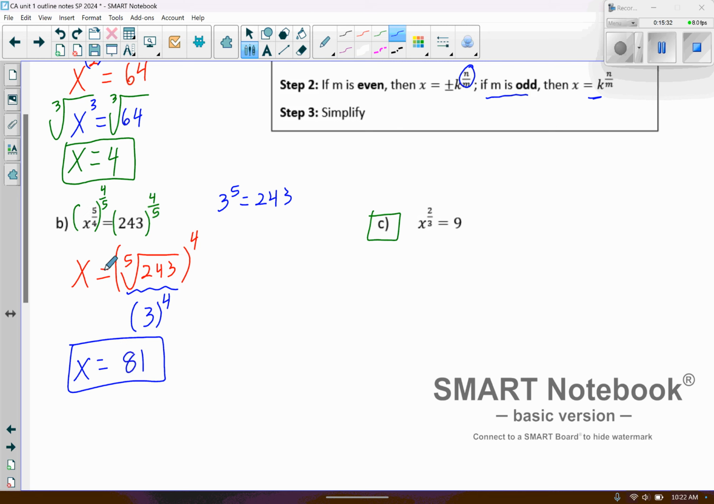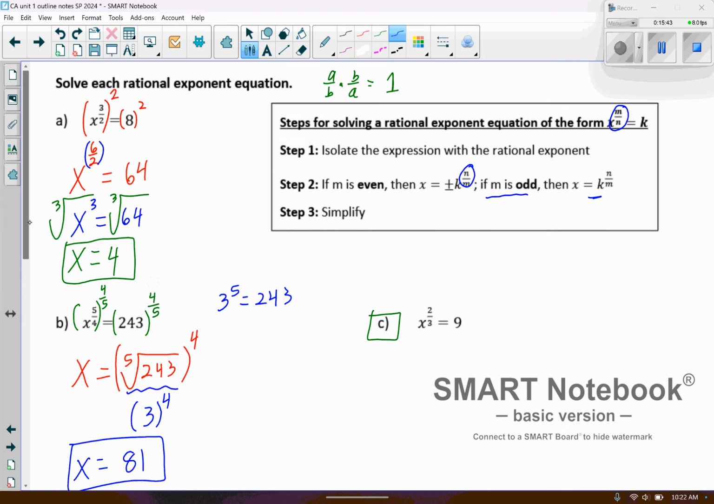And what you notice on the first two was I did not have to put the plus or minus. The reason why is because I was taking the odd root of both sides. If you notice on my first two examples, I took an odd root. I took the third root, I took a fifth root, and so I don't have to account for there being a possible negative solution. So this is why I have to put the plus or minus whenever it's even.